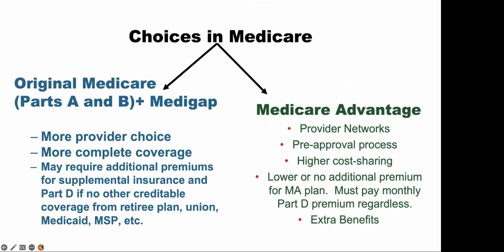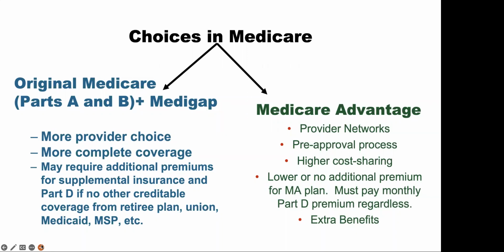Now, what are the differences between your choices in Medicare? With original traditional Medicare, you have more provider choice and more complete coverage. Why? Because you can go to any Medicare provider in the United States, Puerto Rico, or the US Virgin Islands, or in the Pacific territories that accepts Medicare. But in exchange for this flexibility, to not only go to any doctor, but any facility, it may require additional premiums for supplemental insurance and for prescription drug coverage if you don't have any other, like retiree benefits or union benefits, or if you don't have Medicaid or some other program that assists with these out-of-pocket costs.